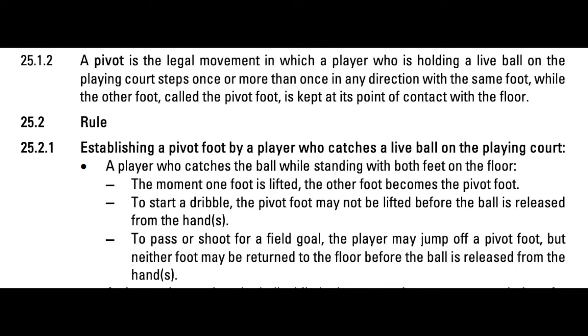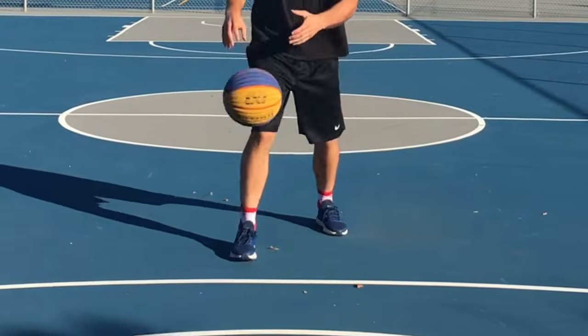Now this is the most detailed portion of traveling, so we're going to break it up into stationary and progressing, or moving when you catch the ball. That's when the 0-1-2 comes into effect. But to break it up, we have the stationary. So when it talks about a player standing with both feet on the floor, that could be either just standing there catching the ball, or hopping, landing, catching the ball.